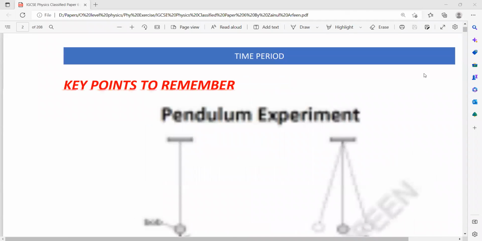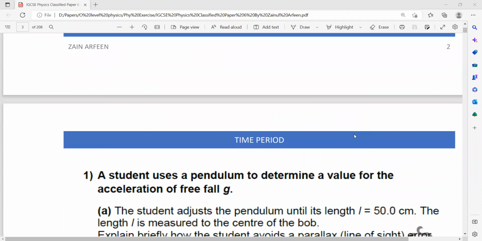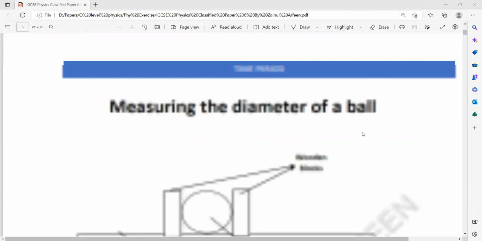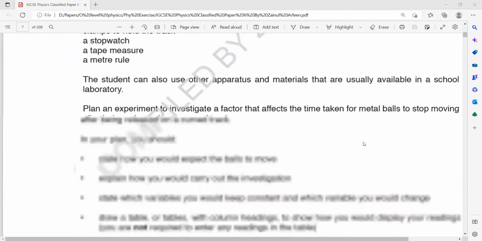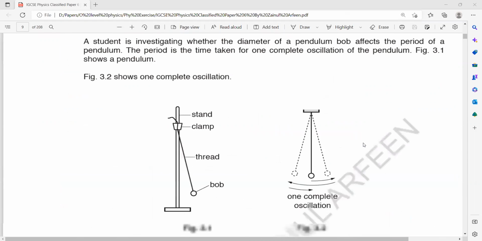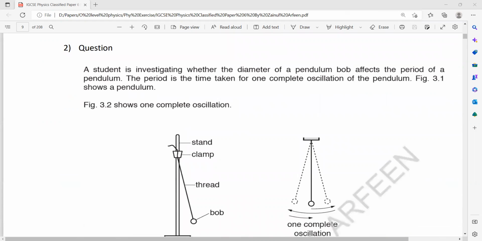Alternative to practical, question one we did in the first part. So we'll do question two and onward. Question one was about planning an experiment, so we already did this first question. Now question two from the topic time period.